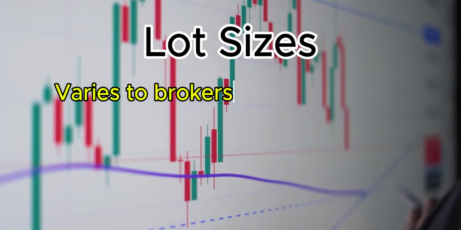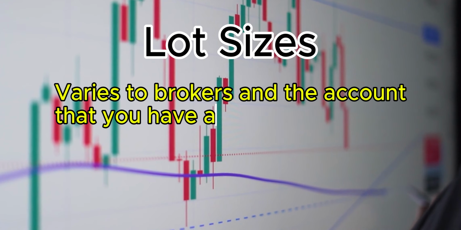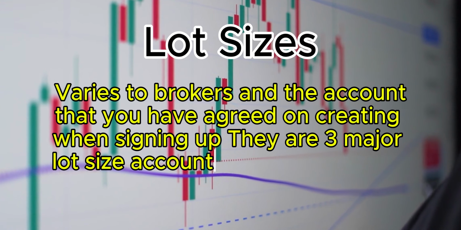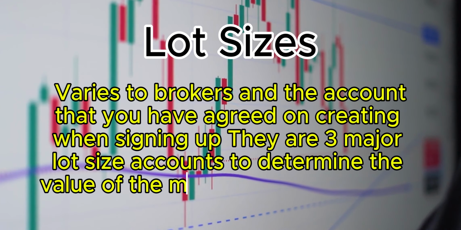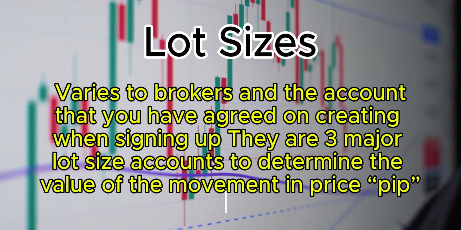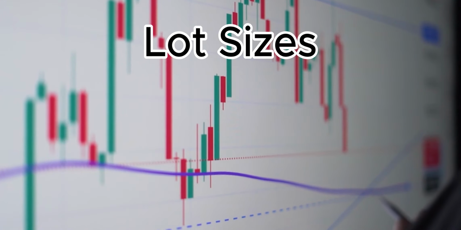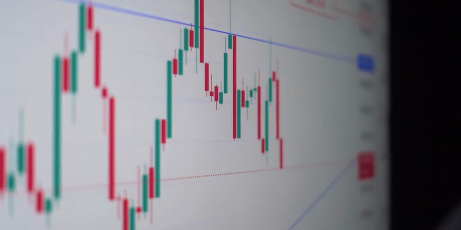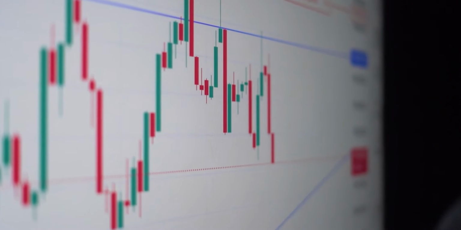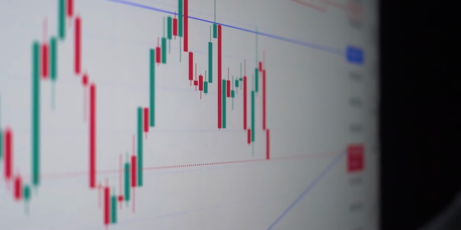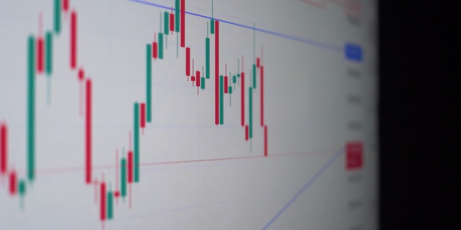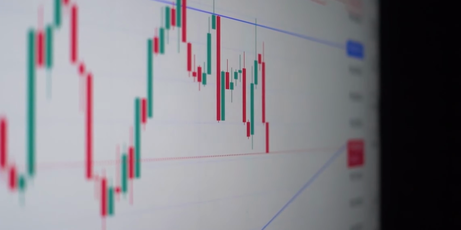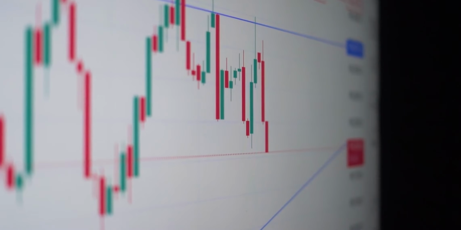Lot sizes vary by broker and the account that you have agreed on creating when signing up. There are 3 major lot sizes to determine the value of the movement in price, which is pips. Try not to overthink this information. It is crucial to know, but can be avoided using specific meta traders that will calculate this information for you, or use an online forex calculator.